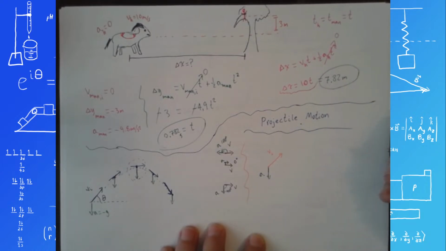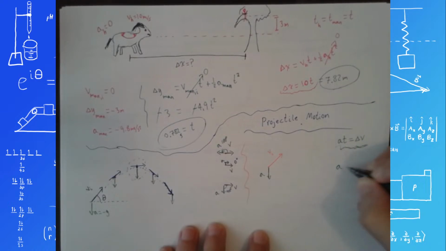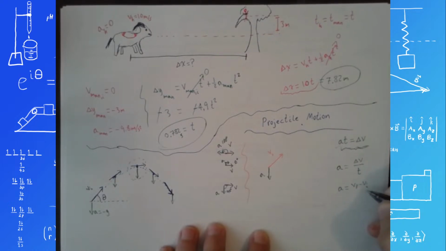We know that a change in velocity occurs when the acceleration acts on the object for a certain amount of time. So we say acceleration times time is equal to a change in velocity. Or in other words, our definition of acceleration is change in velocity over change in time. Usually we just call the change in time t. And so our acceleration can be rewritten as v final minus v initial over t.